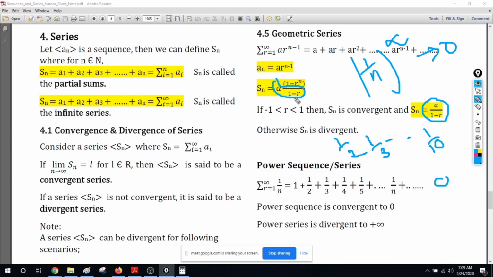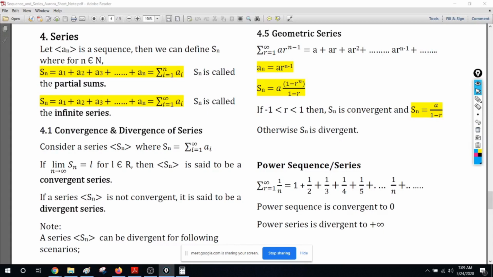So it's not magic. You can perfectly understand why this is happening. Because of this particular rule: when r is between minus 1 and plus 1, r to the power n is going to be 0, because the fraction's infinite power is going to be 0. So that is how you understand it. In that case, we say that it is convergent.